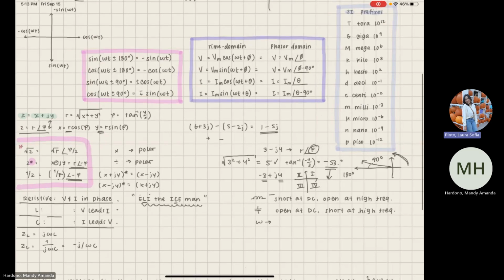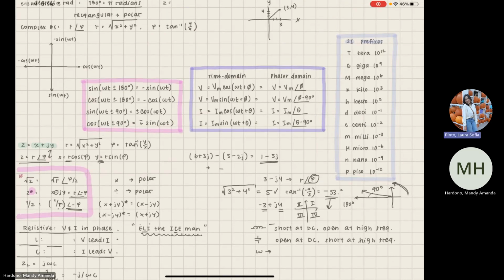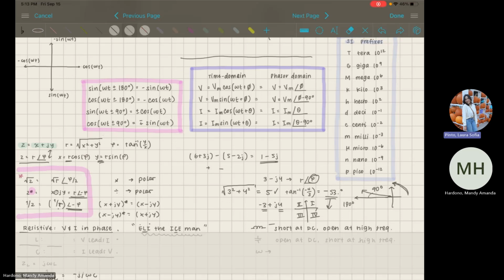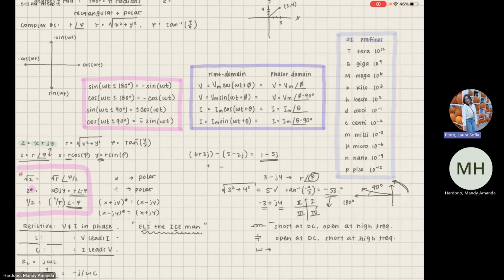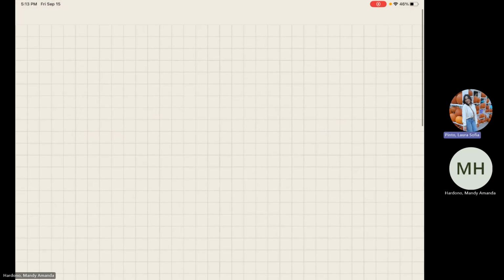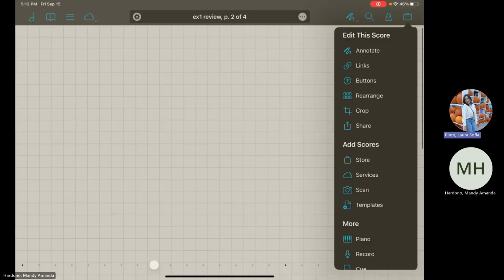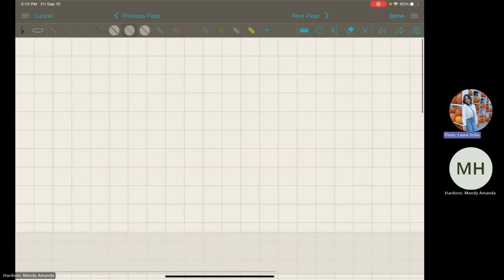So we already got these cards finished for complex math. Now let's try to do the conversion, because I know that's one of the topics to cover. So let's do a practice problem on converting from time domain to phasor domain.